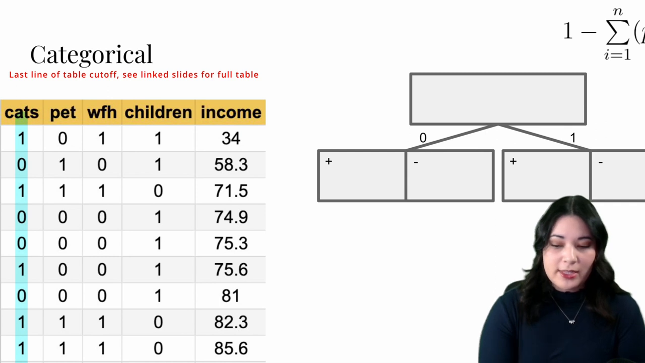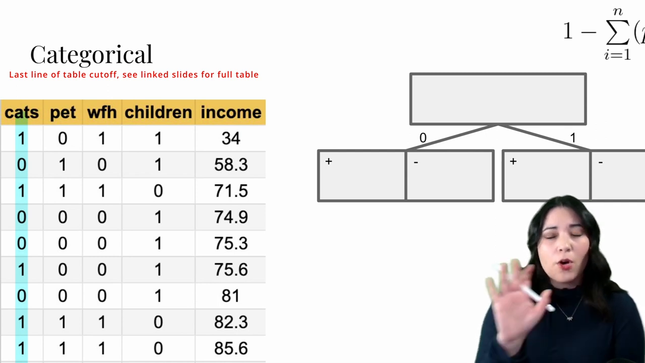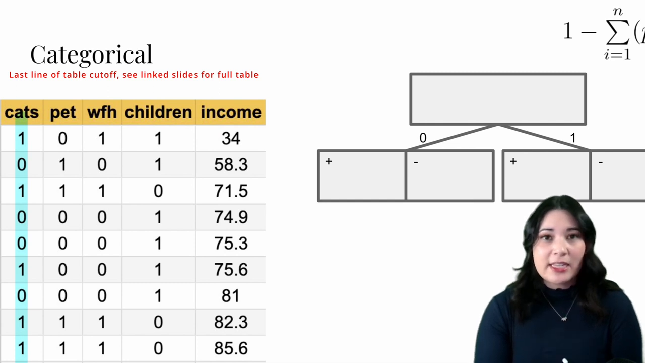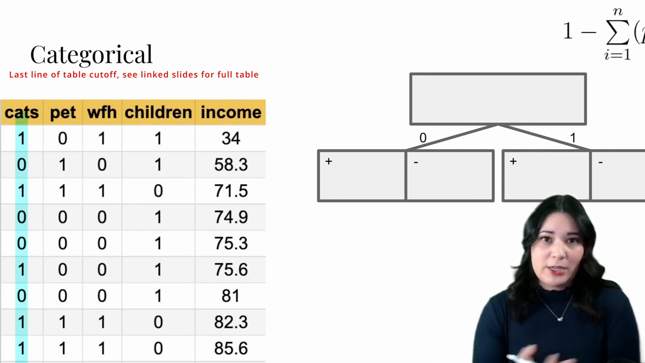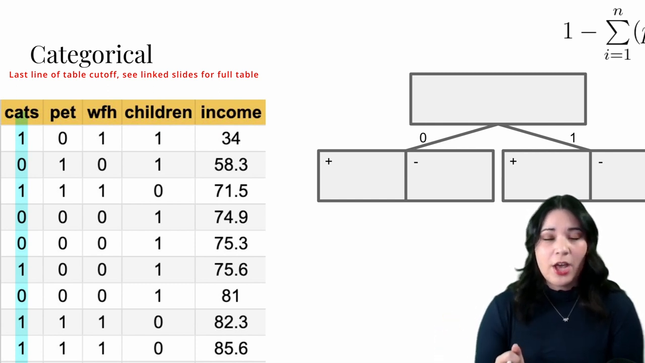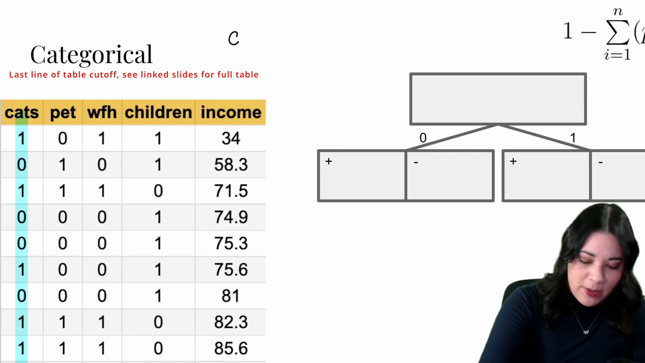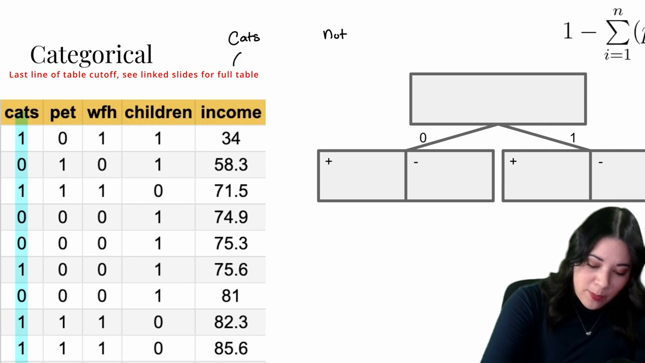In order to do this, let's first calculate the overall Gini impurity of the entire data set. This basically says if we made no splits and we basically didn't have a decision tree, what is the impurity of our data in general? In order to do this, we have to take our data and look at how many people have cats and how many people do not have cats. Well, in the data set as a whole, there are 6 people that have cats and 4 that do not.